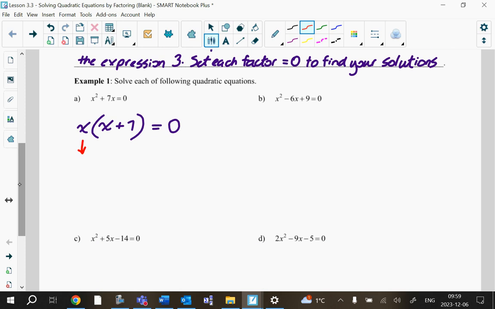Do I plug 1 in here and it'll be 0? What do I plug in here? 0. That's one of my answers. The other answer is whatever makes this factor 0. So what value of x would make x plus 7 equal 0? Negative what? Negative 7. You just solve. These are my two solutions.